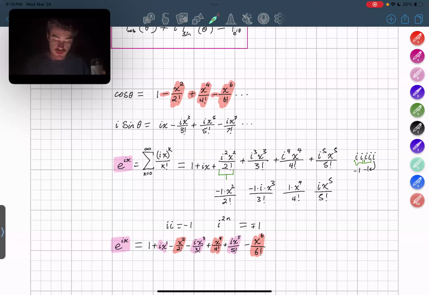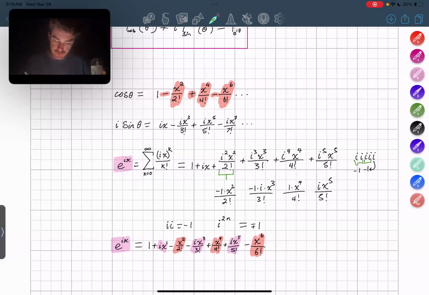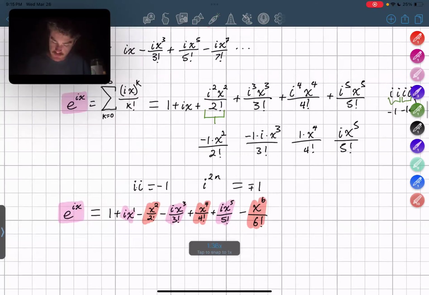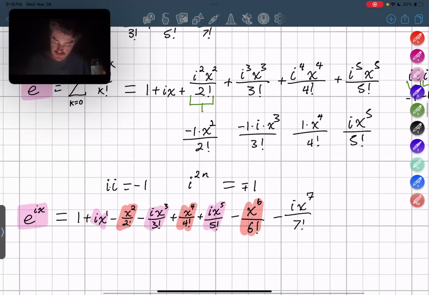And for our sine of theta, you'll notice that we have ix, negative i x cubed, and we have positive i x to the 5th. And if you want to keep going, we can even write minus i x to the 7th over 7 factorial.